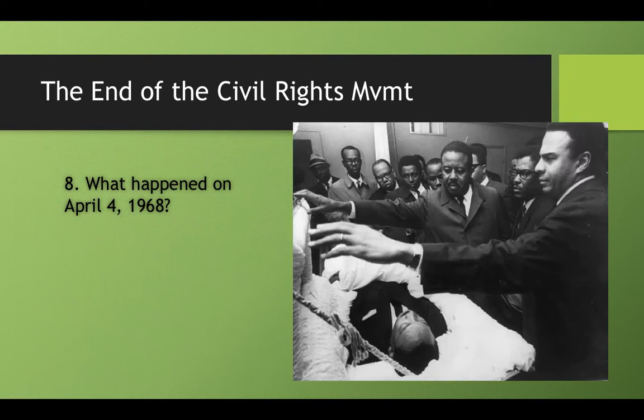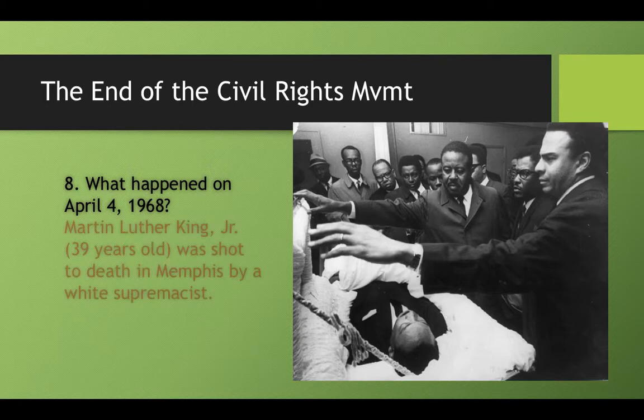But tragically, on April 4th, 1968, Martin Luther King, at the age of 39, only 39, was shot to death in Memphis by a white supremacist. This was just a horrifying event to the entire country, not just to the black community, but to all the white people who really looked up to him and respected the way that he went about the process of gaining civil rights for black people.